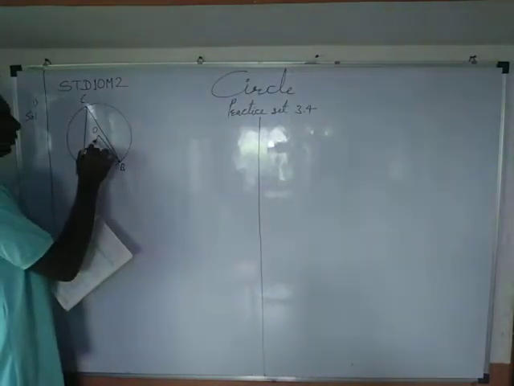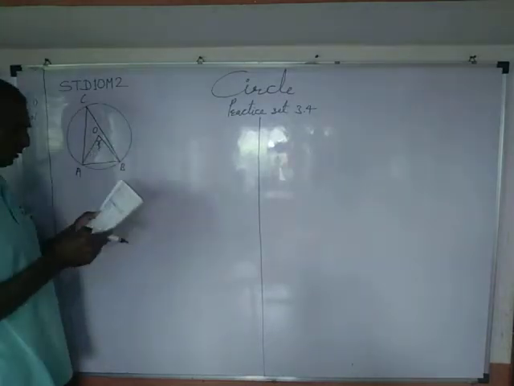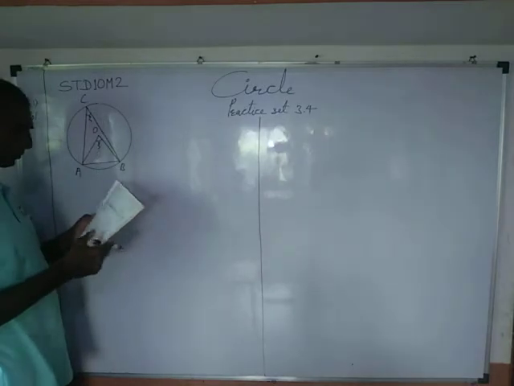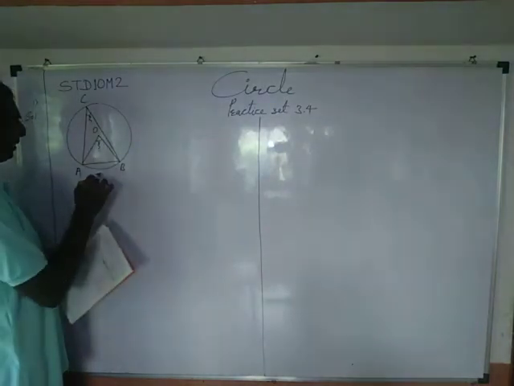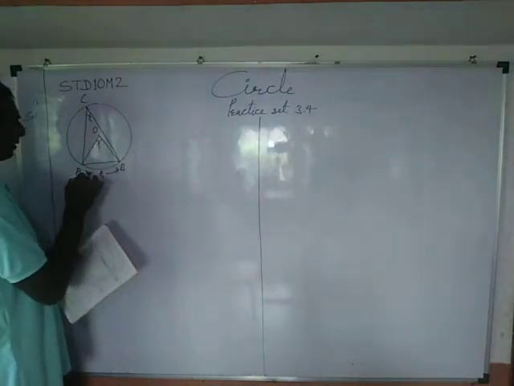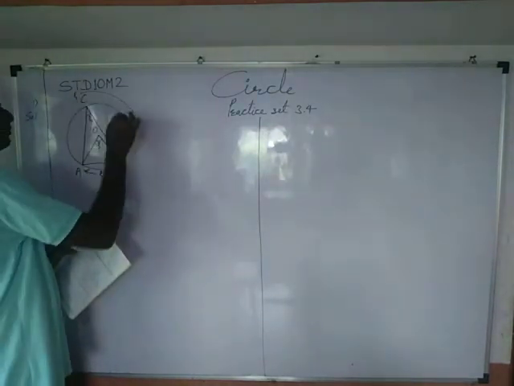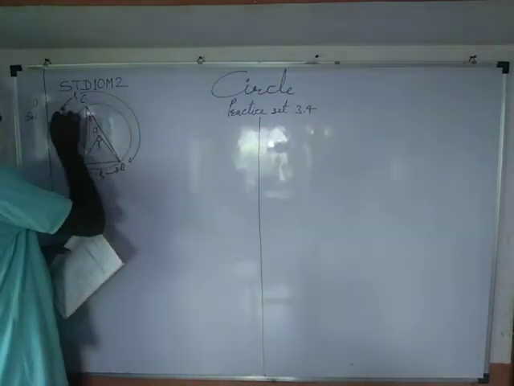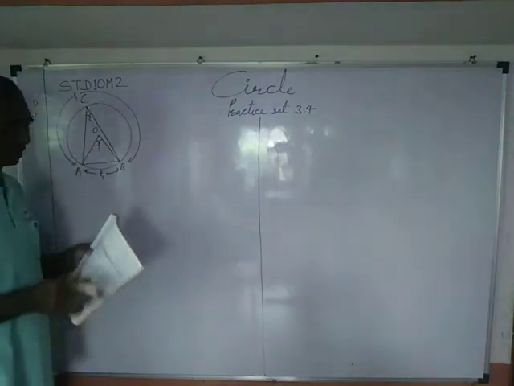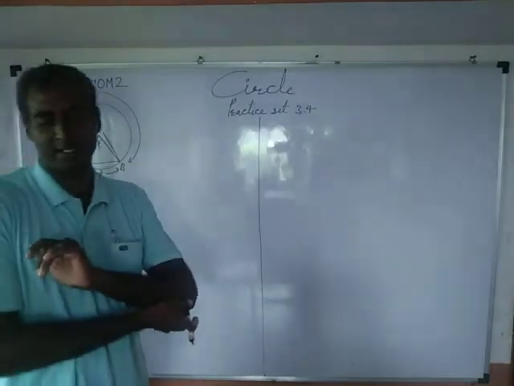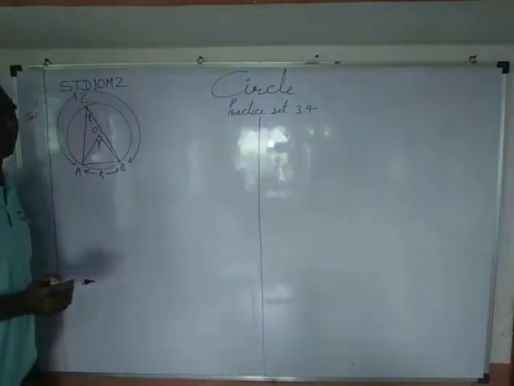Angle AOB, angle ACB, arc AB, arc ACB. Okay. Now let's find the values of these angles and these arcs one by one.